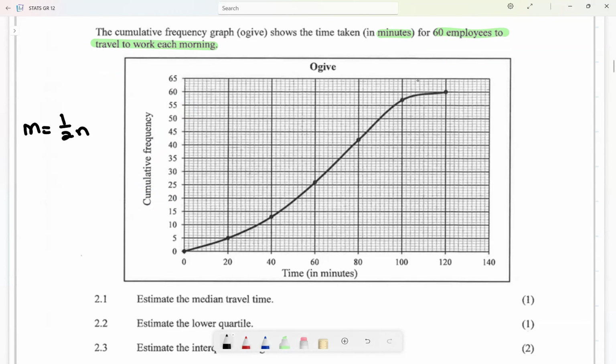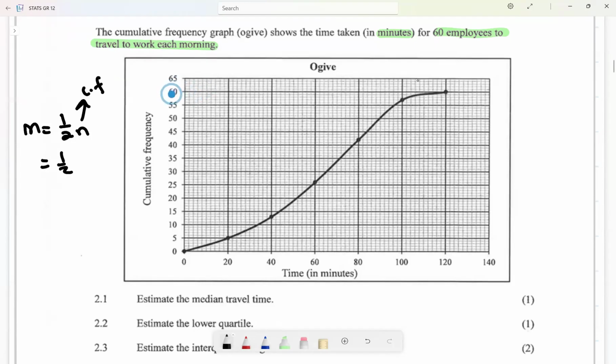Then for the median, where n is your cumulative frequency, my median position is going to be half multiplied by the cumulative frequency. What is my cumulative frequency here? Can you see? It is 60 again, the highest.